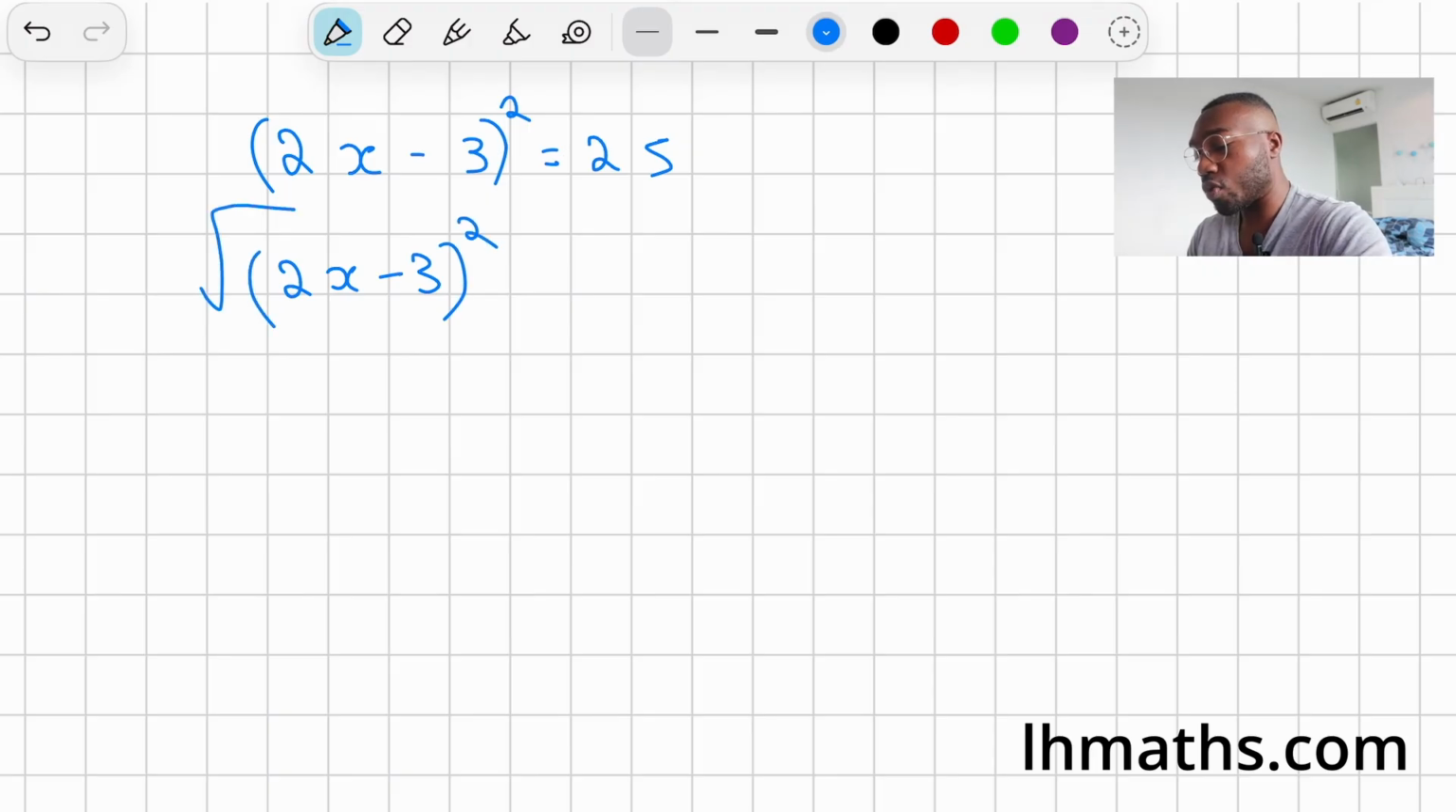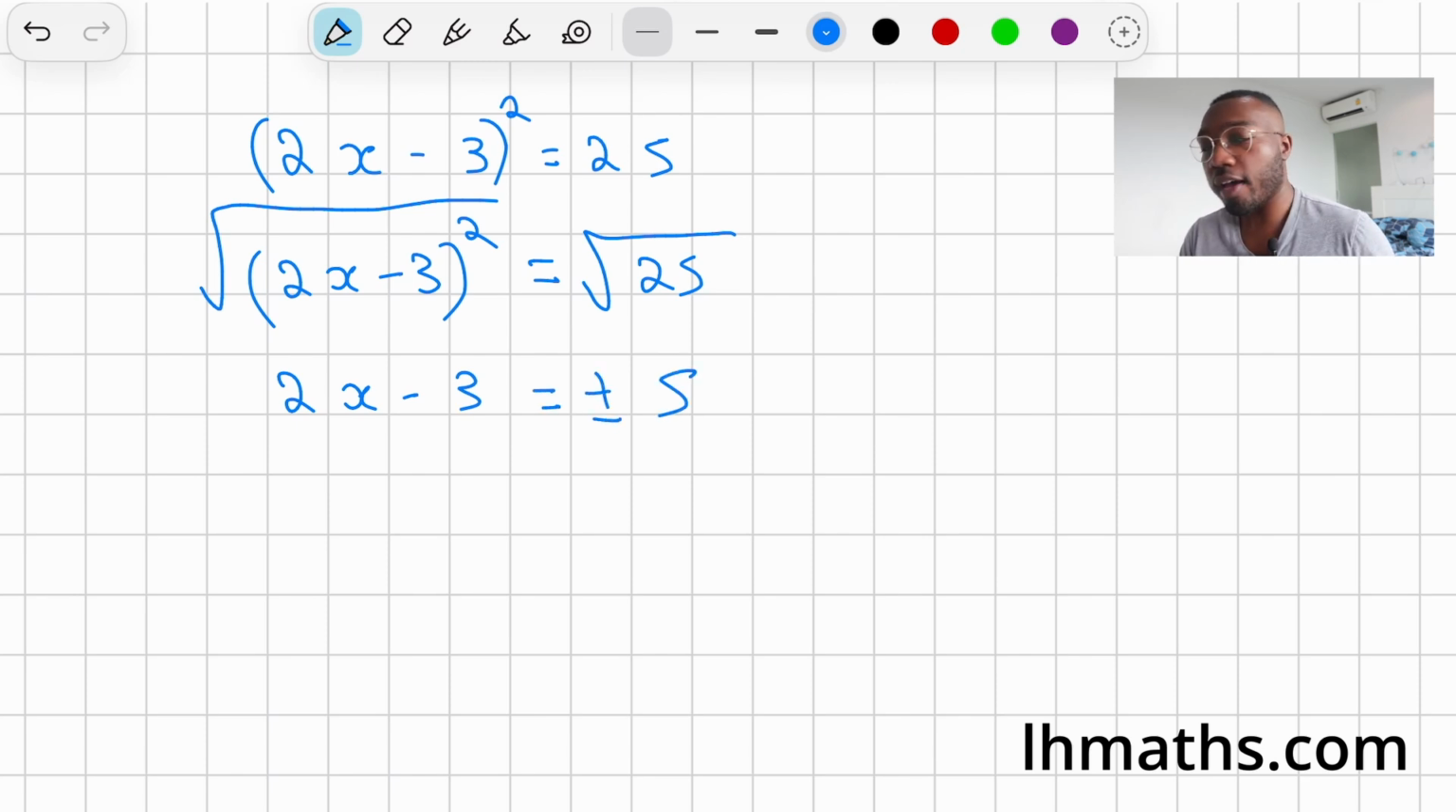And then if we just square root both sides like this, now we are left with 2x minus 3 on this side, and we're left with plus or minus 5. Now, remember that when we're square rooting numbers, in this case, we have no other information. So when we square root this 25, it could be a positive or a negative 5, because minus 5 squared equals 25. 5 squared also equals 25. Therefore, it's a plus or minus 5.